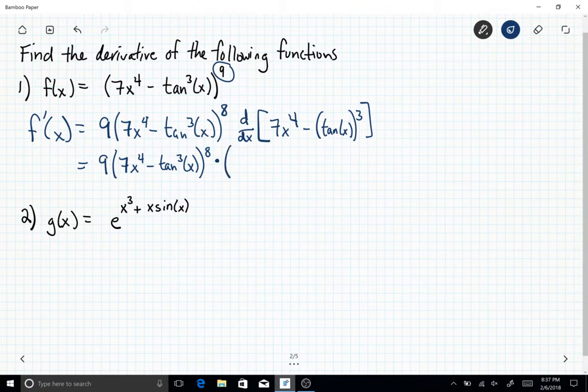So what's the derivative of 7x to the 4th? Well, that becomes 7 times, and then the derivative of x to the 4th is 4x cubed. So 7 times 4 makes 28. And then we have an x cubed. Minus, what's the derivative of tangent of x, the quantity cubed? Well, notice we need to use a chain rule on this part. So the outer function is once again the 3, so we can go 3 tan x, so the tangent of x, and then we're going to go to the 3 minus 1 power, which is 2. But we need to take the derivative of the inner function on this part.